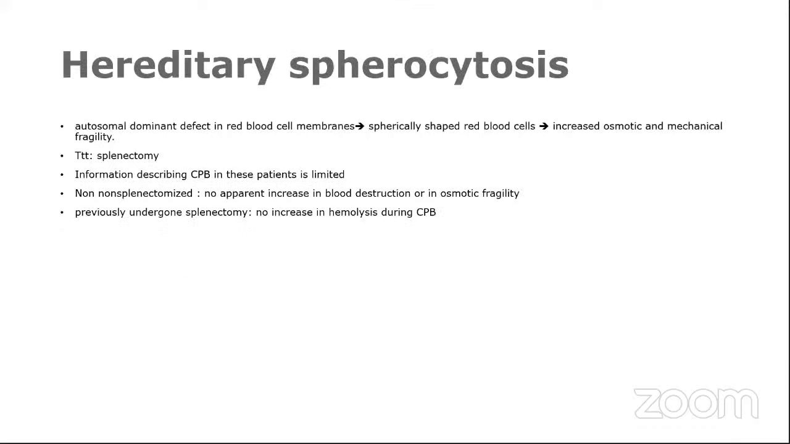And for hereditary spherocytosis, which is an autosomal dominant defect affecting the cell membrane, once aggravated, the cell wall will be spheric in shape for the RBC, and that will increase the osmotic and mechanical fragility. Treatment for hereditary spherocytosis, as we know before, is splenectomy, but there is not much information about cardiopulmonary bypass in this area.